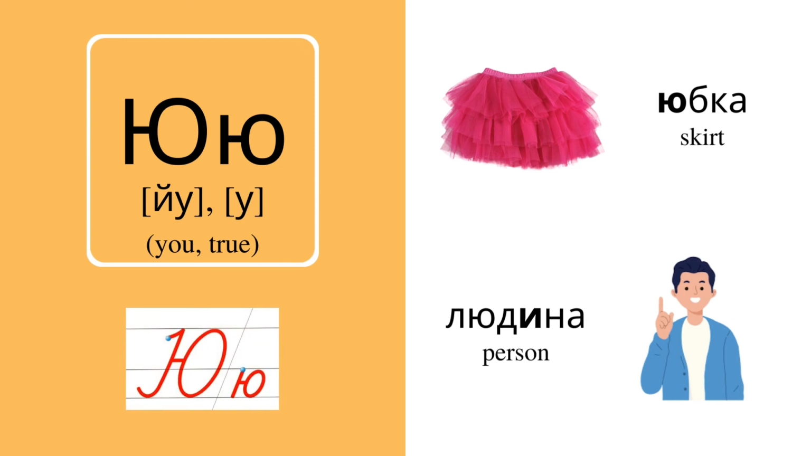Ю can denote two sounds, Y and U, like in you, and one sound U, like in true. For example, юбка. There are two sounds, Y, U. Людина. Here we have only one sound U. But the matter is that if you denote one sound, it also makes the previous sound soft. That's why we don't read людина hard, we read it soft.